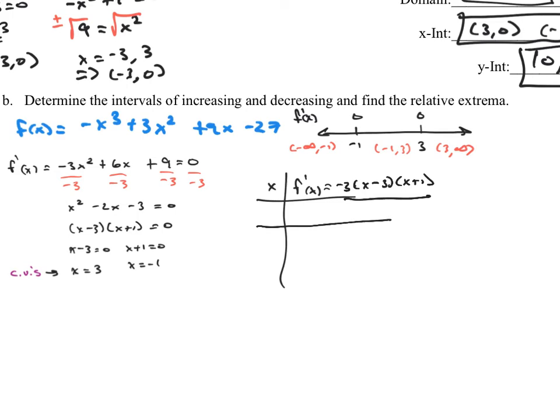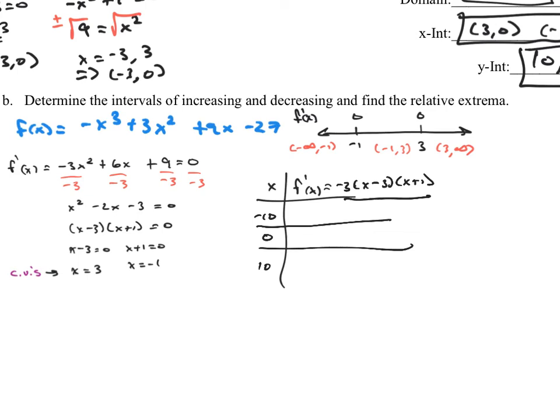And let's be really careful with this. Let's choose a test point, something below negative 1. So between negative infinity and negative 1, I'll choose negative 10. Any number in between negative 1 and 3, I'll choose 0. And any number bigger than 3, I'll choose the number 10. So let's look at this.